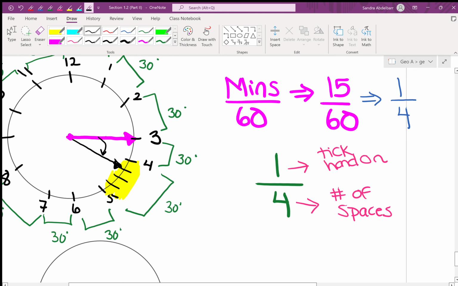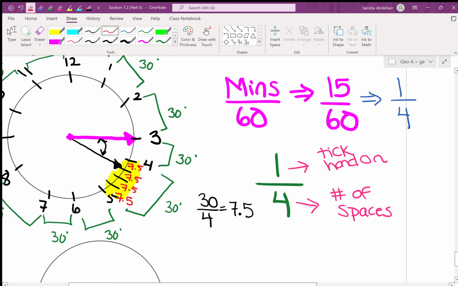And now we need to find this angle. So we know there's definitely 130 degrees in there, but now there's another 30 degrees. This 30 degrees has been split into 4 sections. Do we agree? So how I figure out how many degrees are between each section is I'm going to do 30 divided by 4, which is going to be 7.5. So that means this is 7.5. This is 7.5. This is 7.5. This is 7.5.